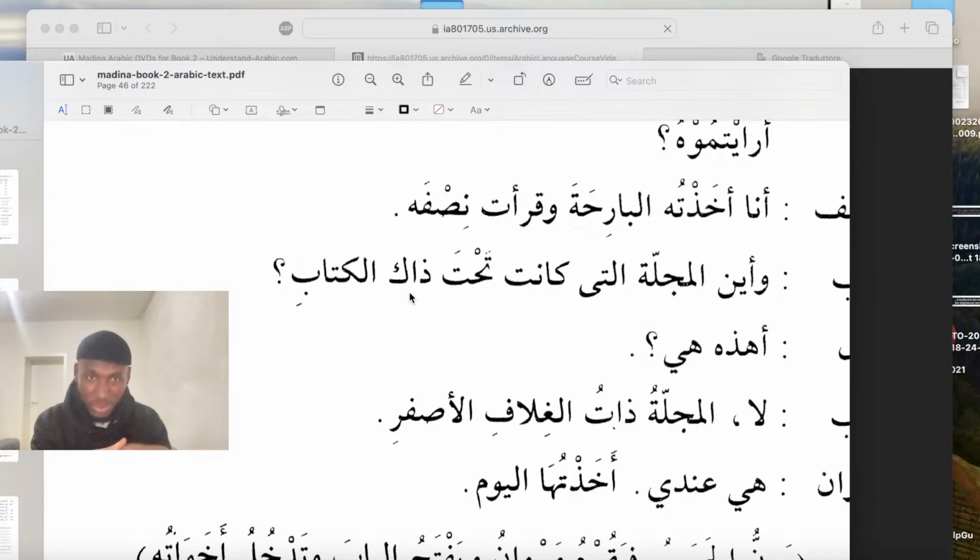But obviously, we have to know in which case they are, because whenever we have a badal, like in this case, al-kitab, you say, okay, which case do I have to put it in? Is it marfu with damma, or mansub with fatha, or majrur with kasra? Obviously, if you don't know which case it is, that's a problem.